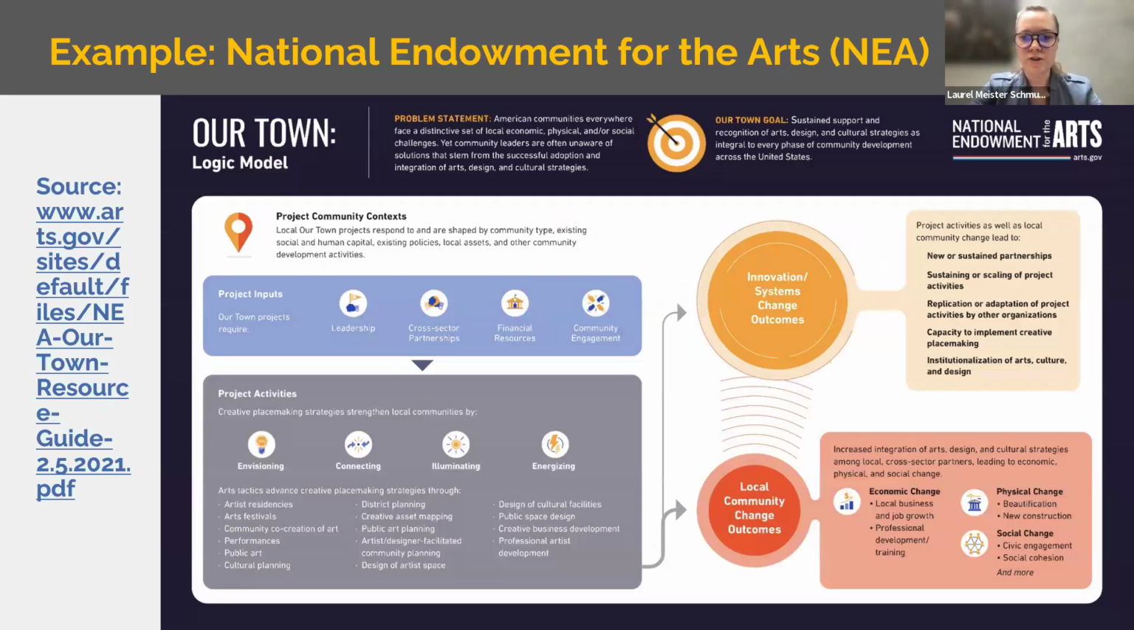Here's an example of a more visual logic model from NEA focused on creative placemaking. There are different areas of project activities by theme. They've kind of coded these using these little icons. The results are also notably divided by geographic scope. So they have a larger innovation and systems change, and then they have a more community level change. So, a unique way to approach a logic model as well.